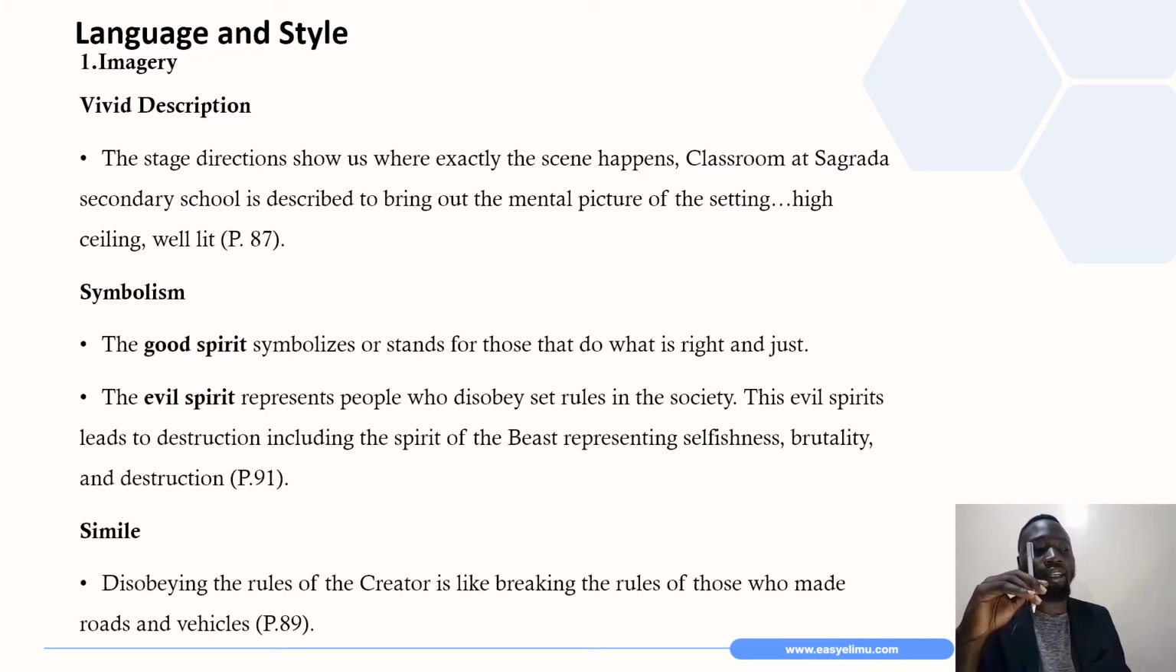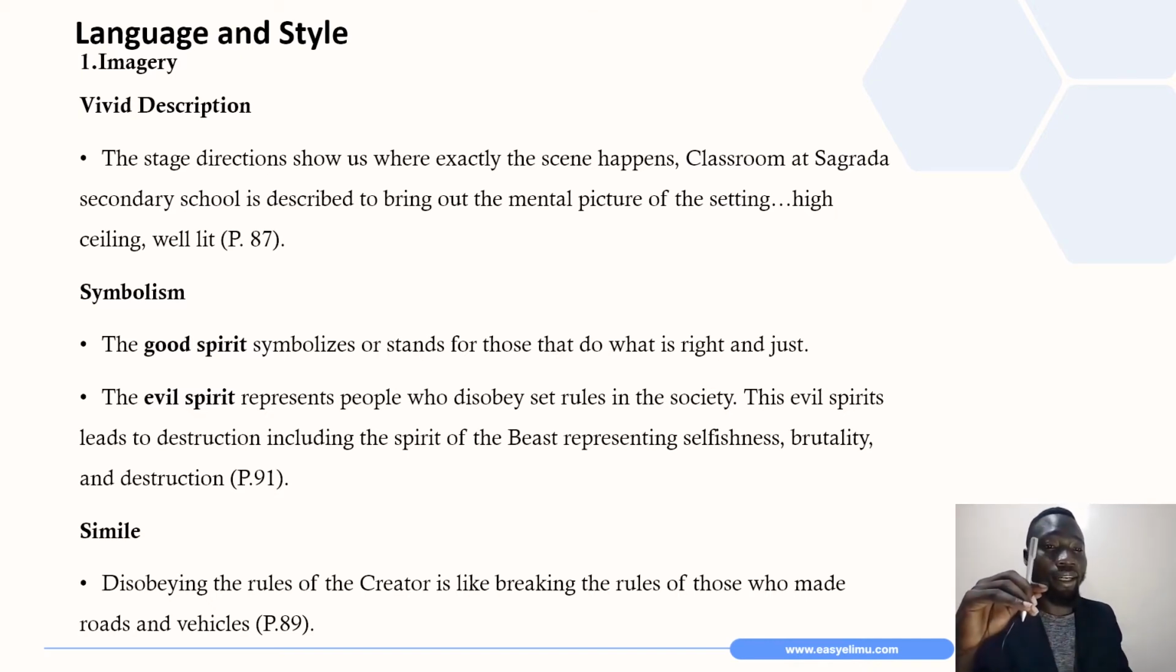That is also seen in some of the things happening in the municipality of Maracas. We are told that some leaders have the evil spirit, and that is why most of them are corrupt, selfish and egocentric. There is also the beast that is mentioned when Nicole teaches about the evil spirit, which represents selfishness, brutality, and even destruction.